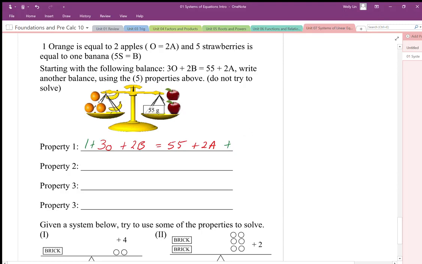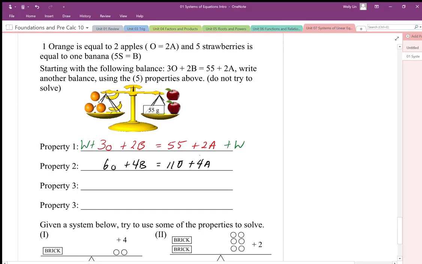So property 2. Property 2, I'm going to multiply and divide. Okay, so multiplication and division. Well, I'm going to take my original 3 oranges, 2 bananas, 55 grams, and 2 apples, and I'm going to just double it. So I'm going to do 6 oranges, 4 bananas, 110 grams, and 4 apples. Okay, so you can't use that one, but you come up with your own.